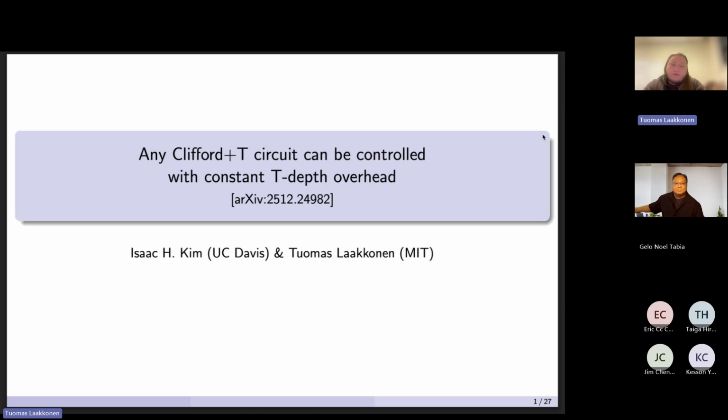So I'm going to be talking about this paper that you can find on the arXiv: Any Clifford+T circuit can be controlled with constant T-depth overhead. It's joint work with Isaac Kim from UC Davis.